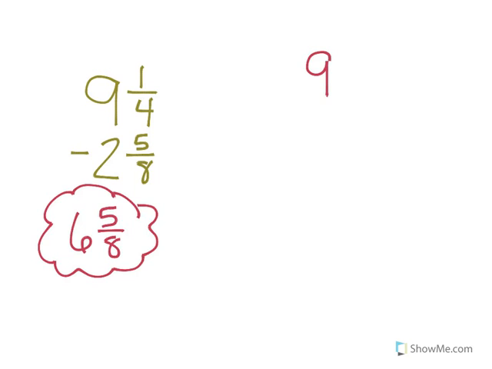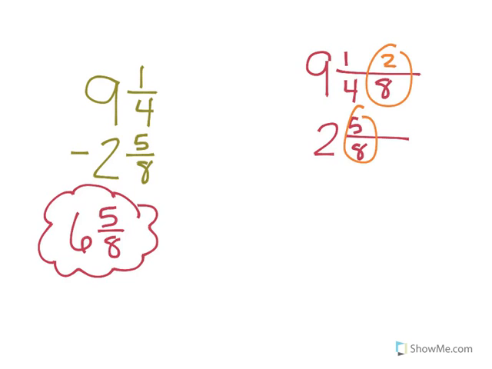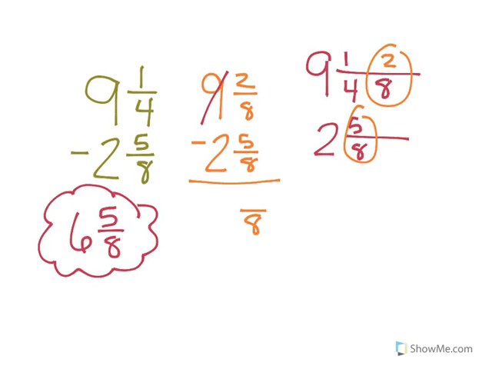So the first thing I had to do was find my common denominator. And ding, ding, ding, I found it right there. It's going to be 8. So my problem is going to be 9 2/8 minus 2 5/8. And I know automatically my denominator is 8. So I need to do 2 minus 5. I cannot take 5 away from 2, so I need to borrow.